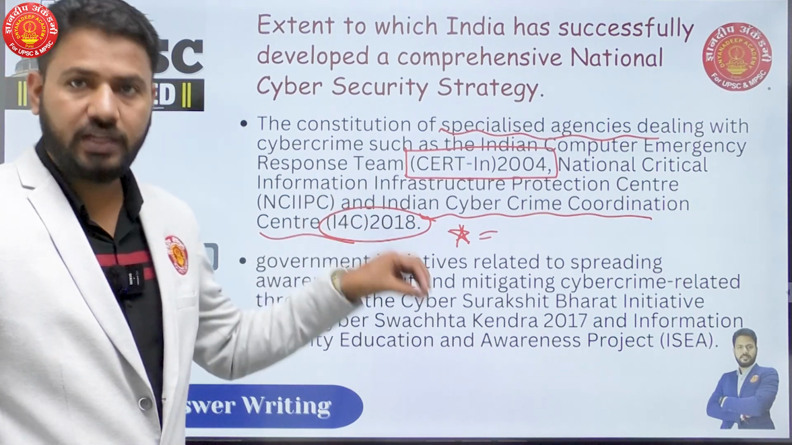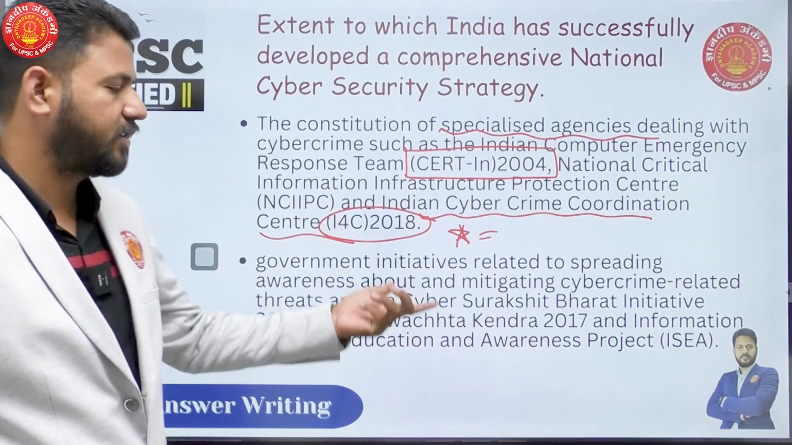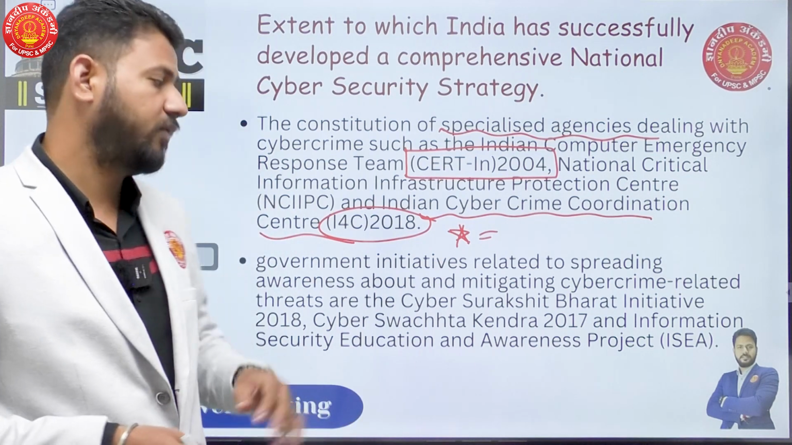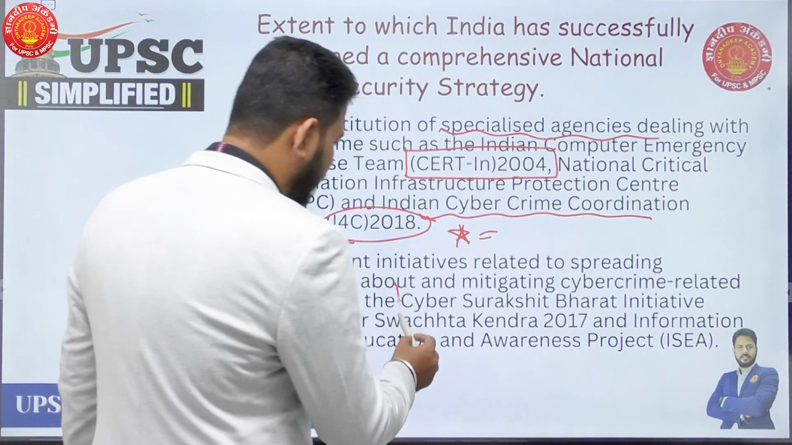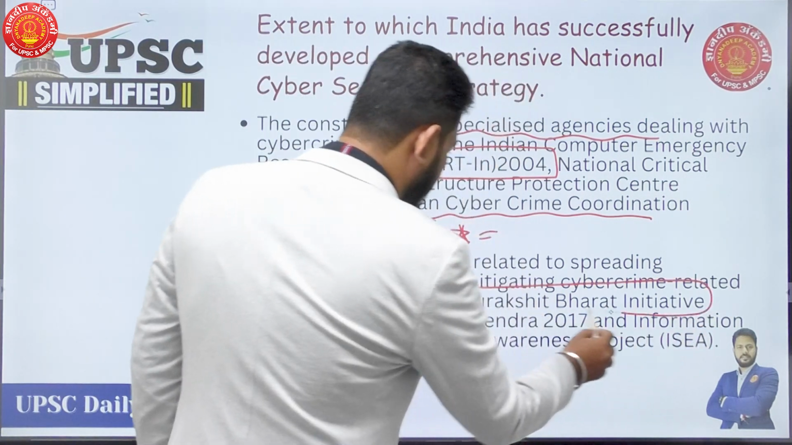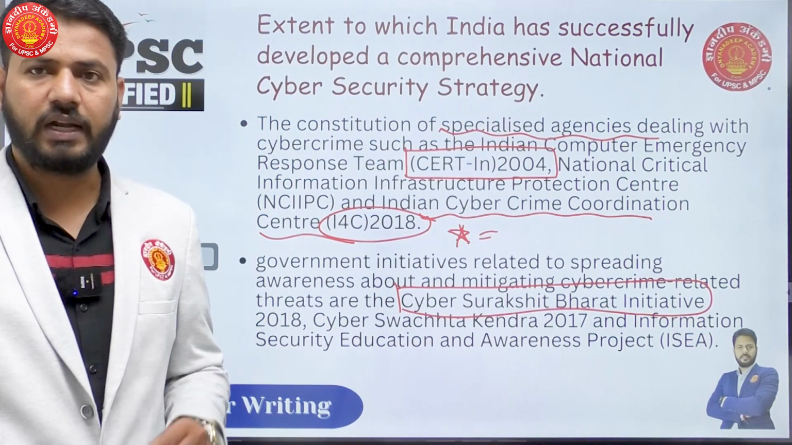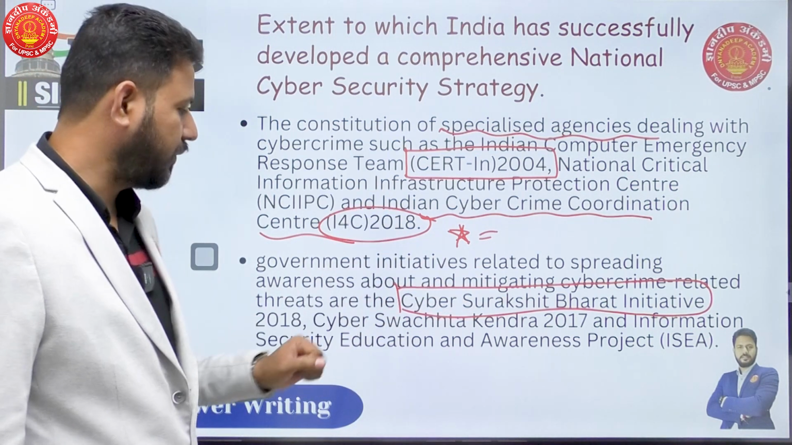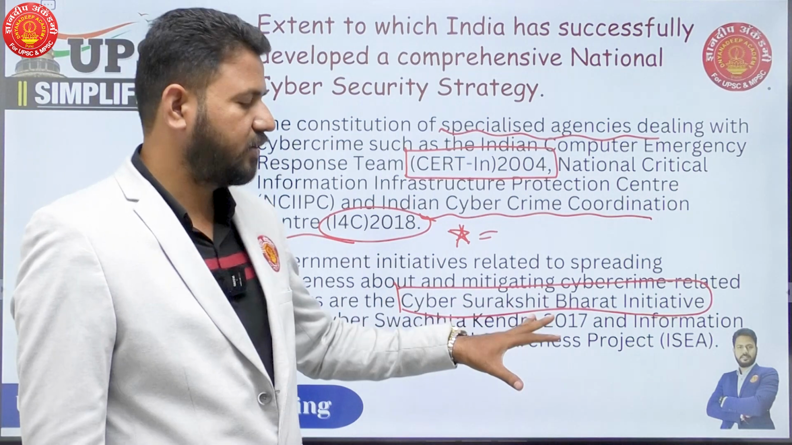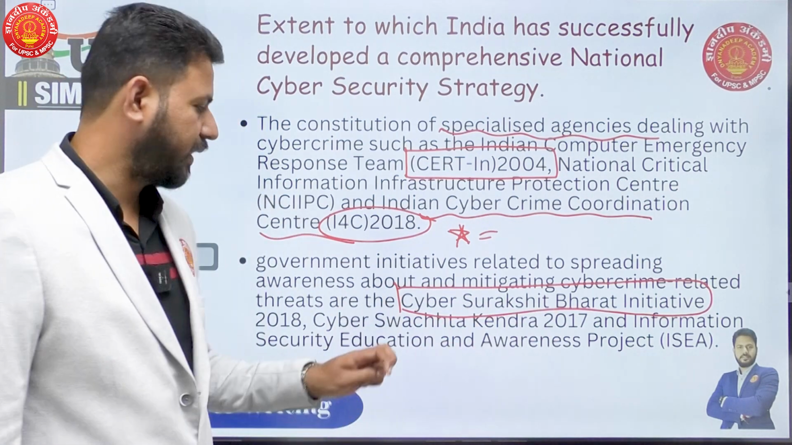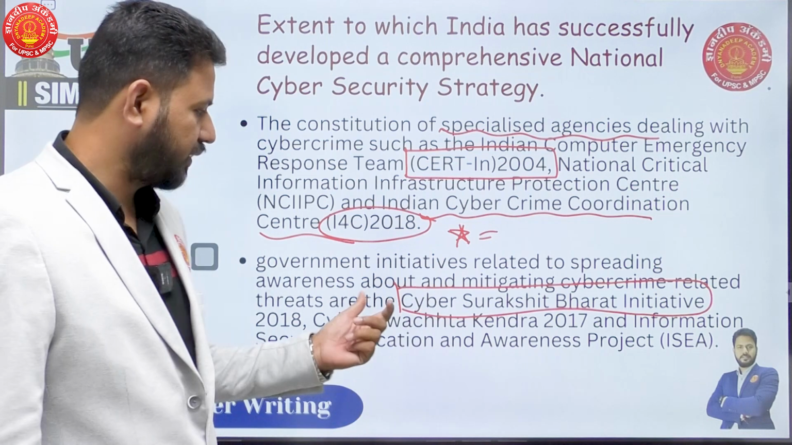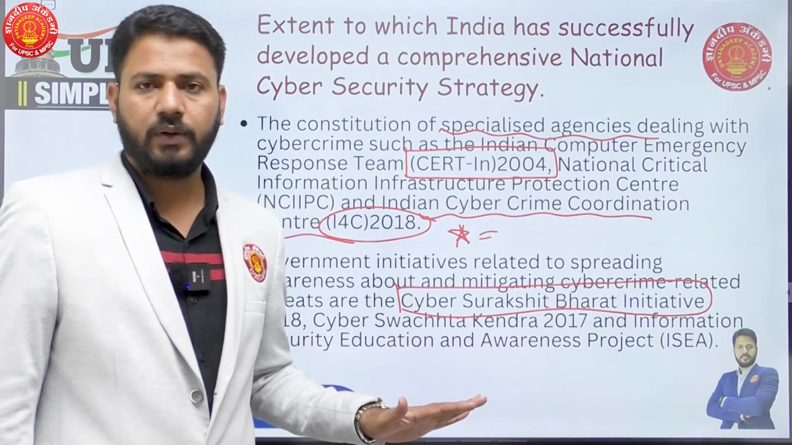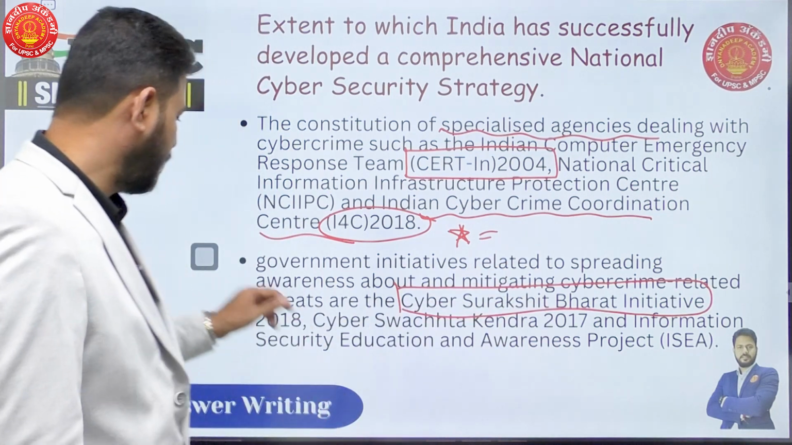Then government initiatives which are related to spreading awareness about the dangers of cybercrime and mitigating cybercrimes. Again, very important names here. First is the Cyber Surakshit Bharat Initiative, which was started in 2018, to create awareness amongst people. Then we have Cyber Swachhata Kendras in 2017, wherein people can debug their systems using this program. And then we have the Information Security Education and Awareness Project. These are the initiatives that were started by the government.